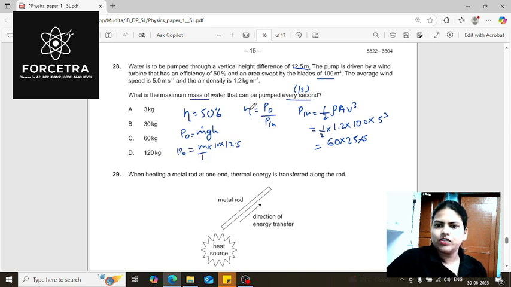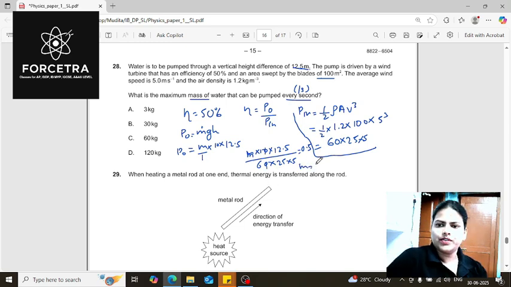So can we now substitute in the efficiency formula? So it would be m into 10 into 12.5 divided by 60 into 25 into 5 is equal to 0.5. So when you solve it, the mass you would get in 1 second is 30 kg. B is the correct option.